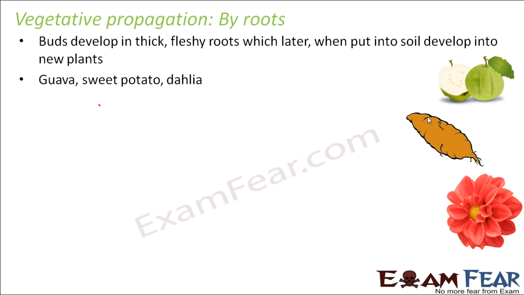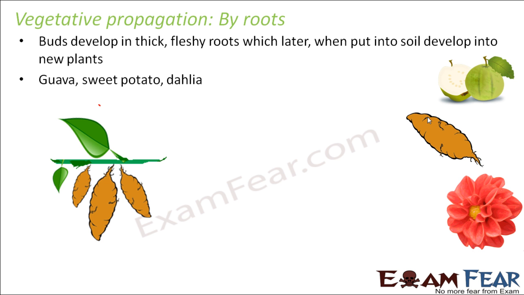Now in fact, if you have ever come across sweet potato, you would have seen how buds develop on them. You see the roots itself can develop buds, and these bud bearing roots, when you put them into the soil, new plants will be formed because those buds will actually give rise to new plants. So that's how roots can help in producing more plants. These are swollen roots that can be used for sowing next season.